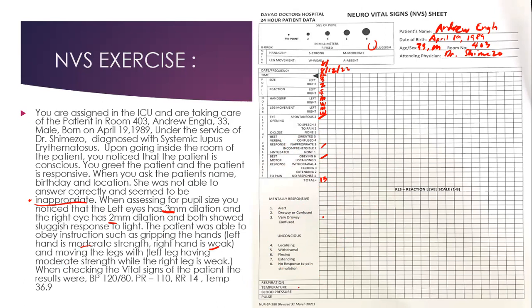Temperature, respiration, you have your 14. So let's write 14. Temperature, 36.9. Blood pressure is 120/80. And then you have pulse is 110. Alright? So that is our NVS.